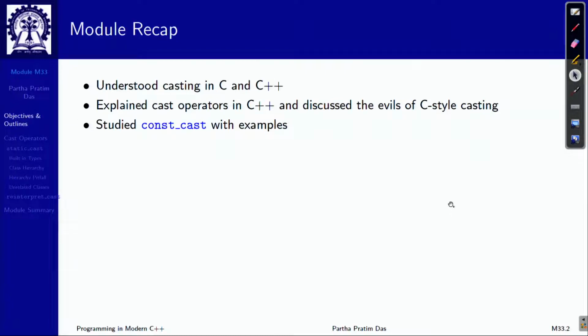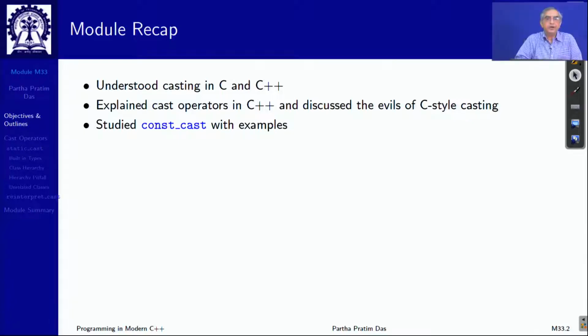From the last module, we have started discussing typecasting in C++. In module 26, we had discussed this for C, and what we are taking a look at is that in C++, you have different cast operators for specific semantics of casting that you need. In this context, we have seen one cast operator, const cast, with examples, which can be used to remove constness, volatility, and manipulate the CV qualifiers of different pointers, references and so on.